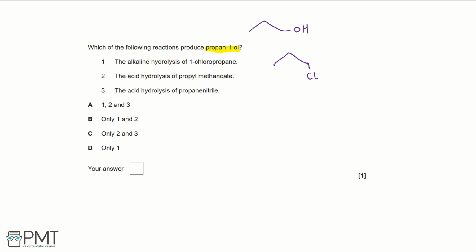And then it's the alkaline hydrolysis, so that's with OH minus because that's the generic form of a base. And if we have a delta positive here and a delta negative here, this is going to be nucleophilic substitution, where the chlorine is substituted for this OH. And then we're going to form our propan-1-ol. So 1 is correct, and it does produce propan-1-ol.